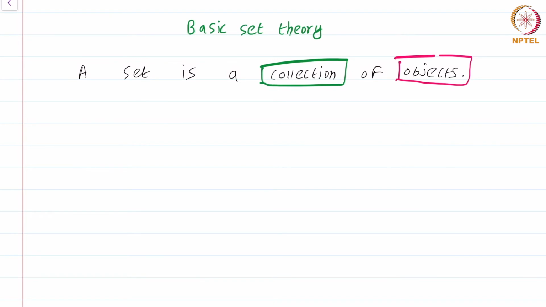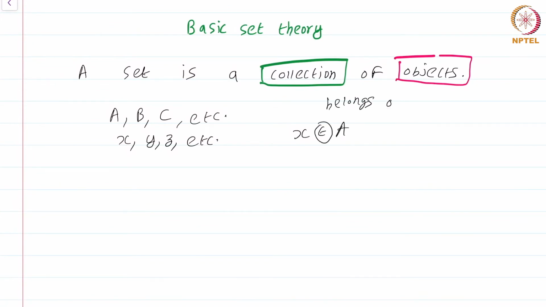A set is a collection of objects. We usually denote sets by uppercase letters A, B, C, etc. The objects that are members are usually denoted by lowercase letters like x, y, z, etc. And we typically write x ∈ A. This is to be read as x belongs to A, or x is in A. We can also write x ∉ A. This is to be read as x is not in A, or x does not belong to A.